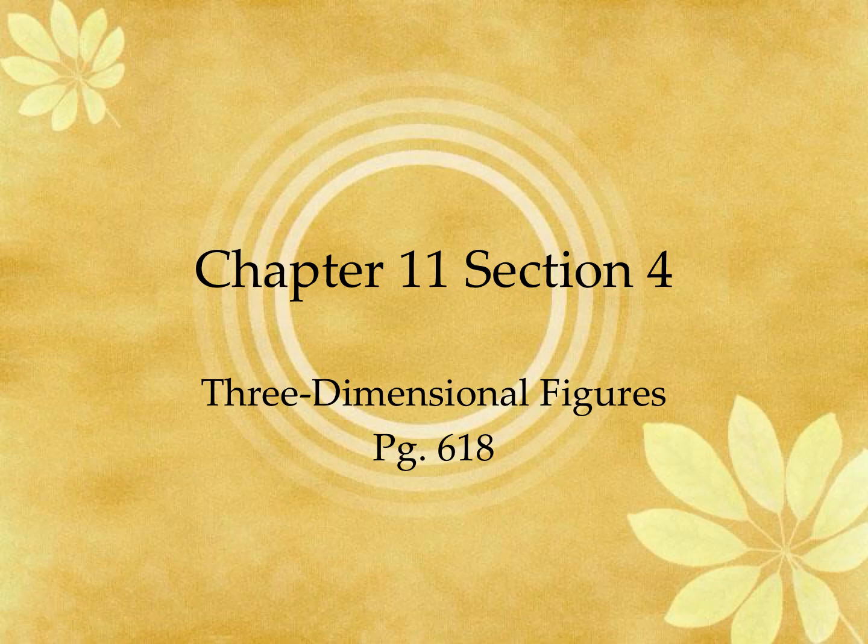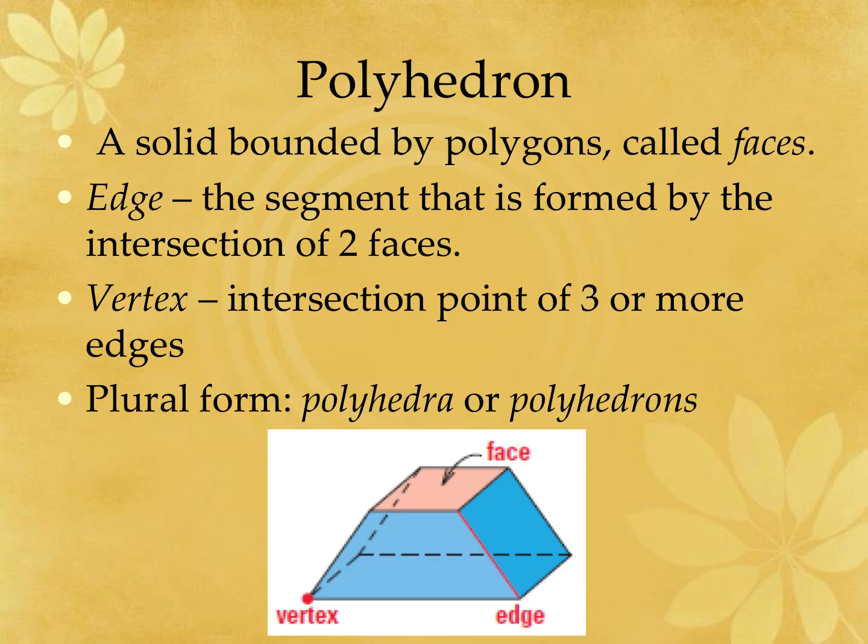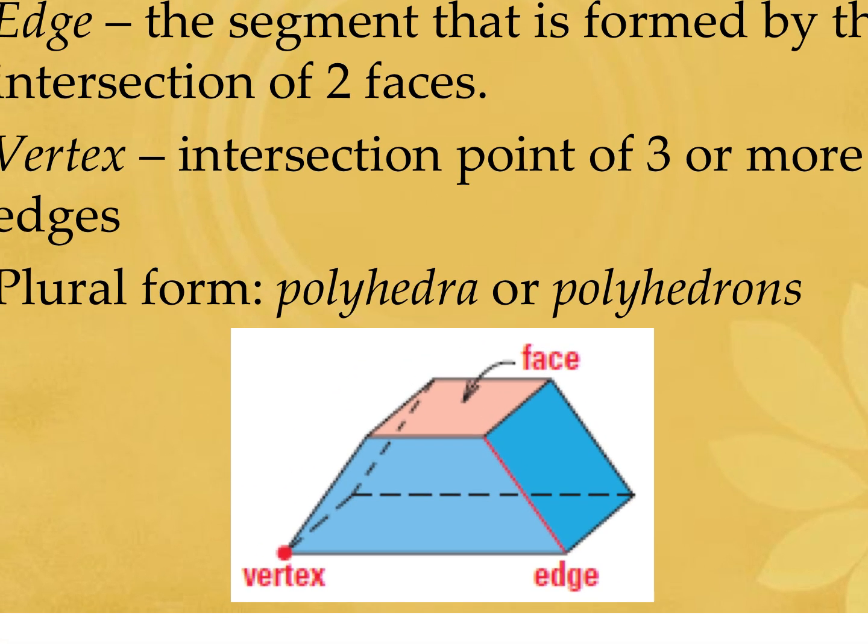All right, 11.4, three-dimensional figures. Polyhedron, okay, vocabulary words that you have to know. A solid bound by polygons are called faces. So those flat surfaces on the diagram are called my faces. Looking at this diagram, I have how many faces?